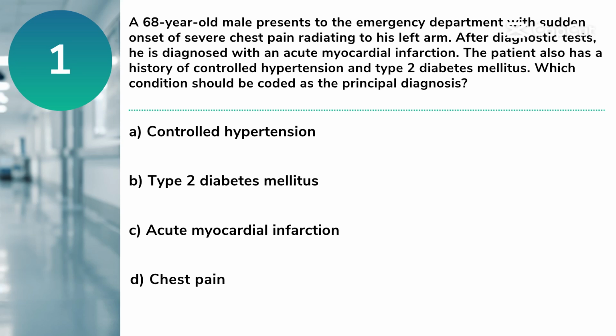Question 1. A 68-year-old male presents to the emergency department with sudden onset of severe chest pain radiating to his left arm. After diagnostic tests, he is diagnosed with an acute myocardial infarction. The patient also has a history of controlled hypertension and type 2 diabetes mellitus. Which condition should be coded as the principal diagnosis?